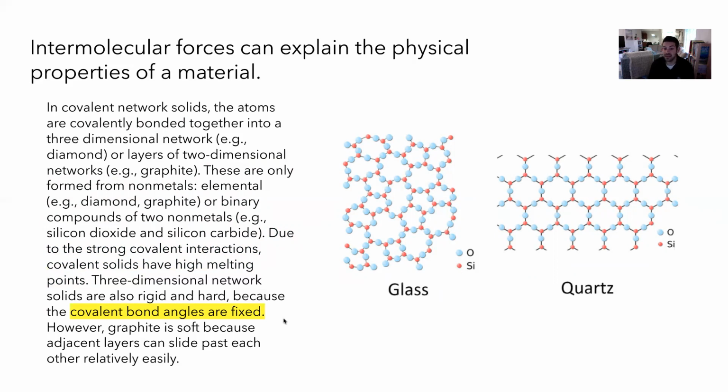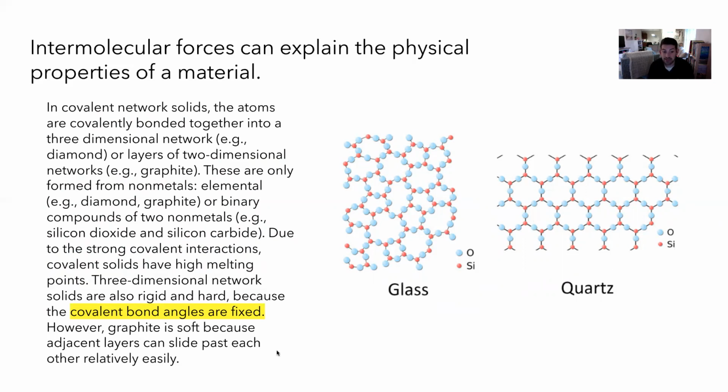So if we look at the SiO2 in glass, or in quartz, I should say, the covalent bonds are fixed. All right, when we think about that diamond structure, all of those covalent bonds, those bond angles, they are fixed, and that gives it that really rigid, strong structure. And that rigid, strong structure explains why it has the high melting points, things like this.